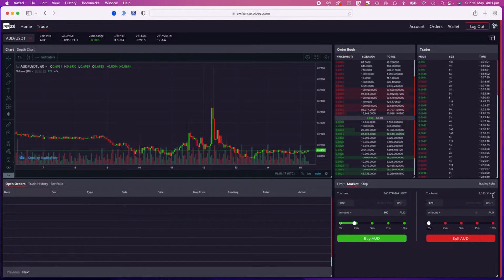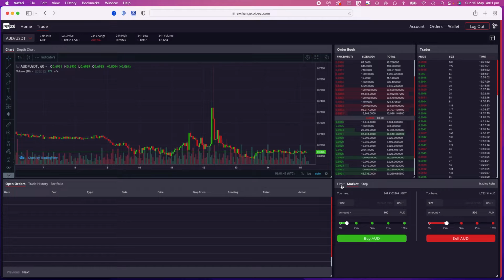Same with the opposite. If I want to get some more Tether, I need to sell Australian dollars. And if I simply go, okay, I actually want to sell 500 Australian dollars, the moment I select sell, it will execute immediately. So how does a market order or limit order differ from that?